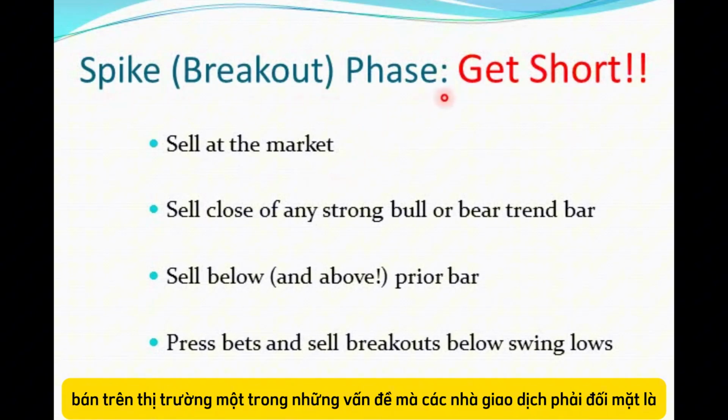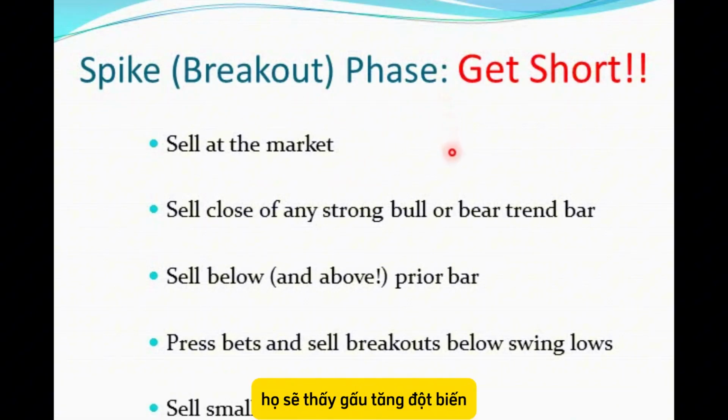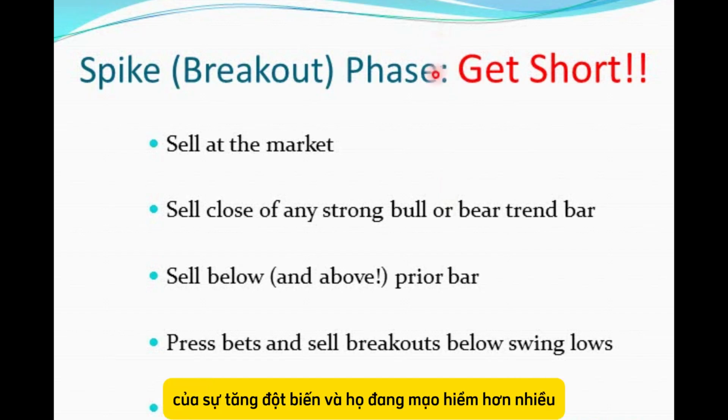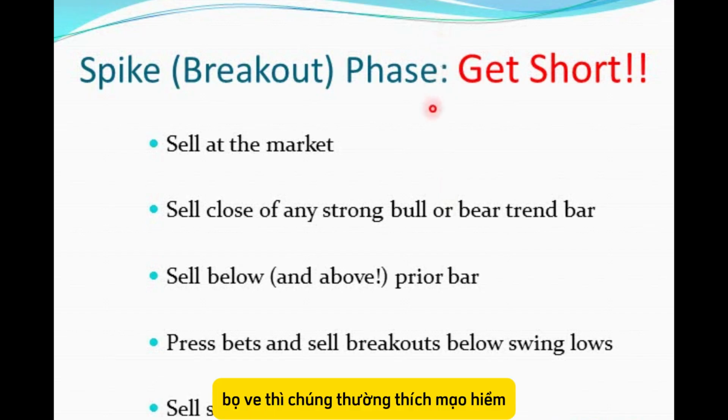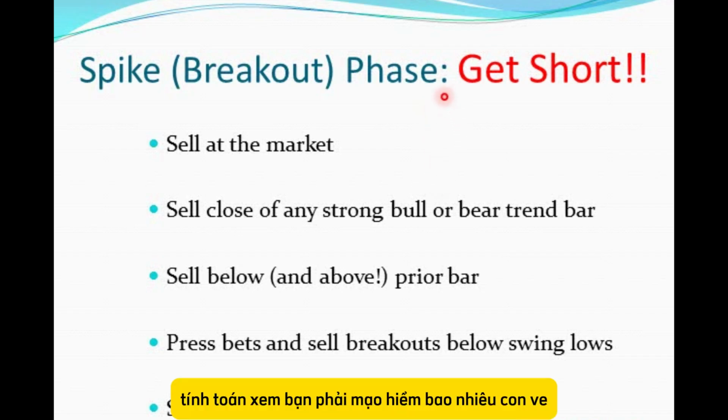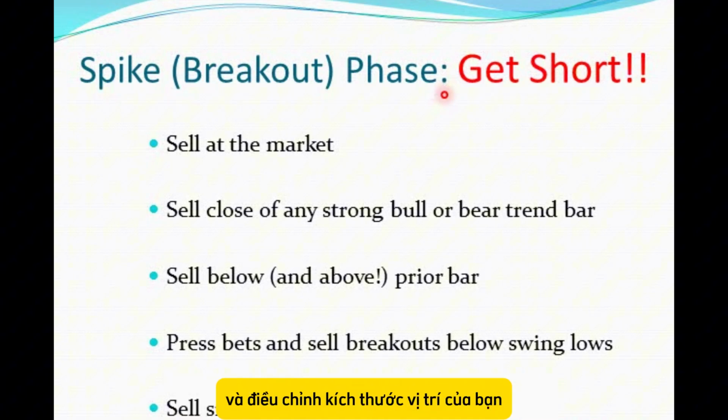One of the problems traders face is they'll see the bear spike growing and growing and growing, and they know that if they short, their stop is way up at the top of the spike, and they're risking far more ticks than they normally like to risk. It doesn't matter. Calculate how many ticks you have to risk and adjust your position size, but you have to get short. If you don't sell at the market, you have to get short very soon.